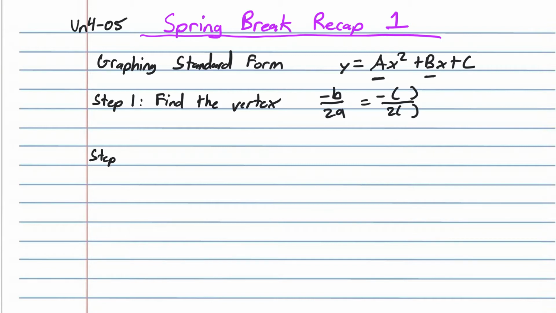So step two is once you know where the vertex is, then you can create a table. Now in the past, when we made a table, we just kind of plugged in whatever numbers we wanted to, right? It didn't really matter. But because we're working with these parabolas, we want to make sure that the vertex goes in the middle and we build our table around that value. So I'm putting parentheses here. Vertex goes in the middle.